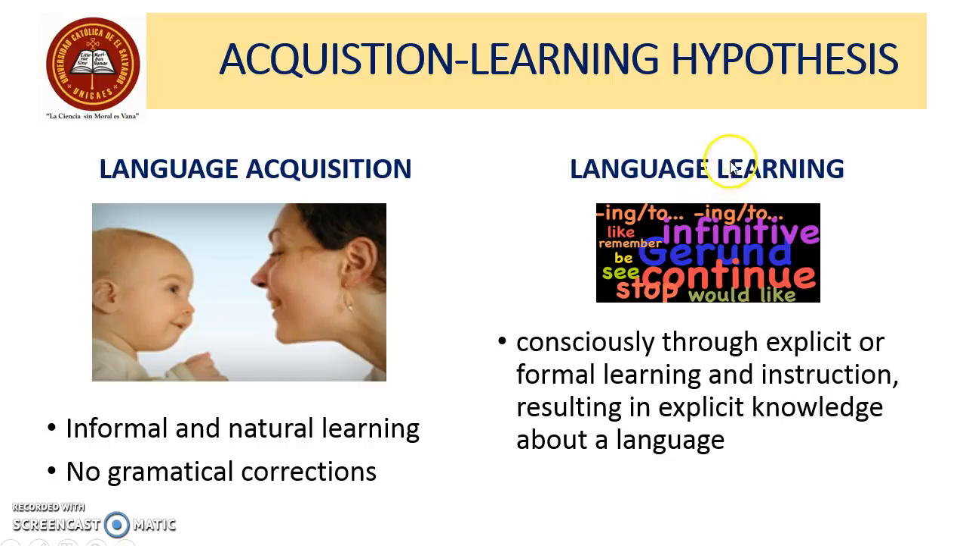Then we have language learning. So the difference is that in language acquisition, we don't focus on grammatical structures. But when we do language learning, this has to do with a lot of study of grammar. And as you can see, this occurs consciously through explicit or formal learning and instruction, resulting in explicit knowledge about the language. So in language learning, you are aware of grammatical structures, of the use of tenses. You have all this knowledge. So these are the two basic differences between language learning and language acquisition.